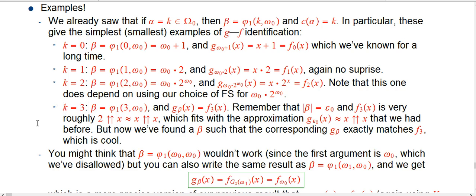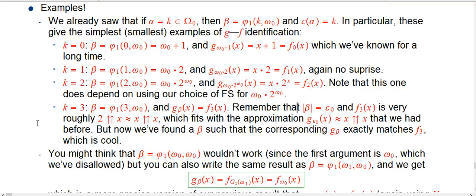K equals 3. That's where beta is phi1 of 3 omega naught. So this is the one where it's hard to just write down explicitly what this is as a very precise tree ordinal. But what do we know? We know that g sub beta of x, g of this getting fairly big countable ordinal applied to x, that's the same thing as f sub 3. So this is where even the g of x, slow growing function, becomes respectable. F3 is on a double up level.